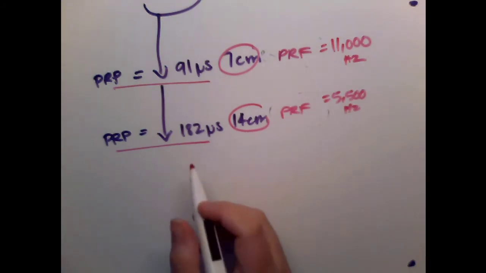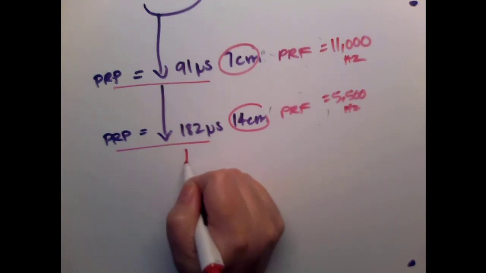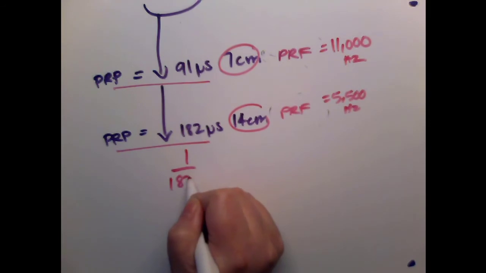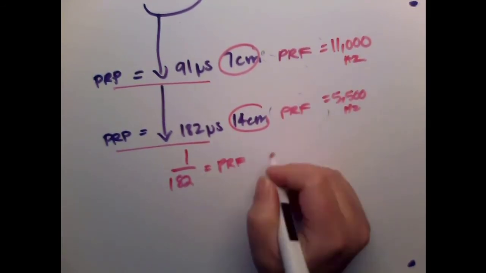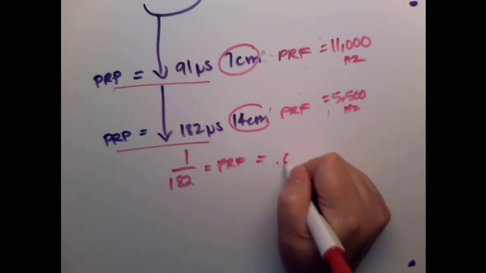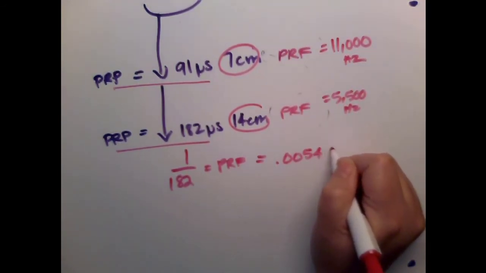So for example, we know that our PRP is 182 microseconds, so we can take 1 divided by 182. We know that should equal our PRF, and that is going to equal 0.00549.